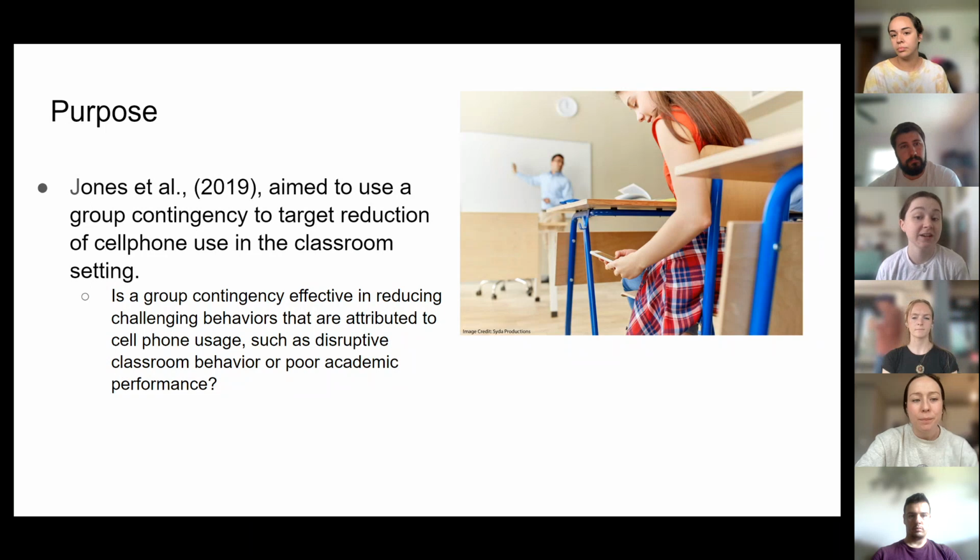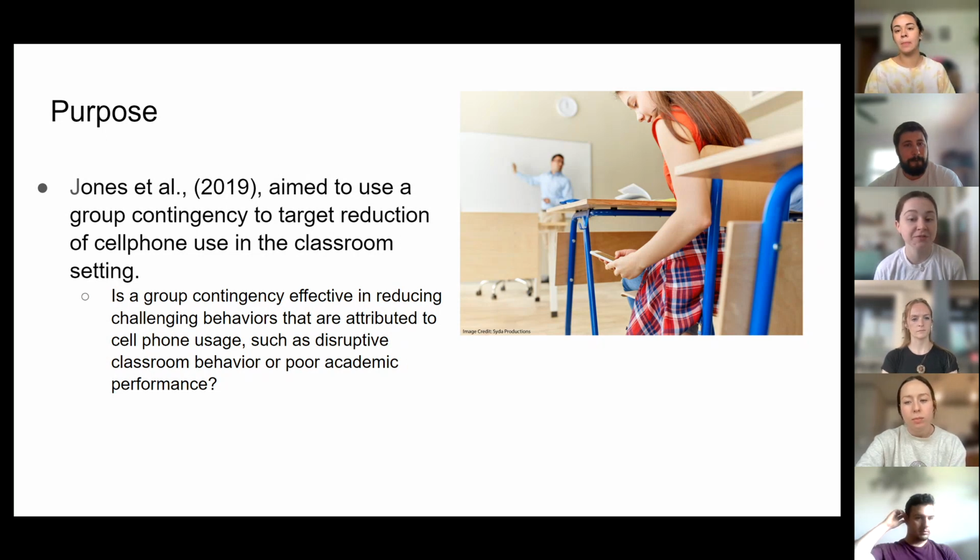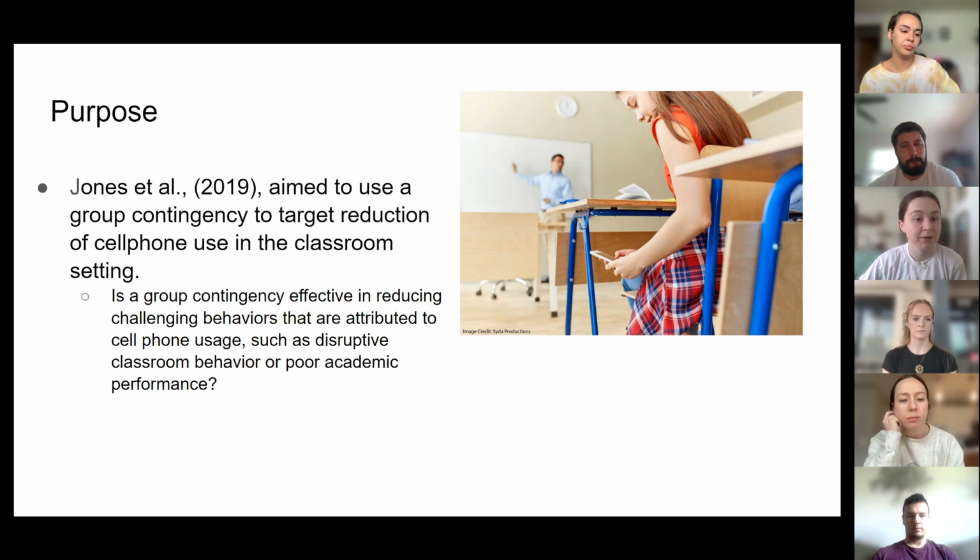In the Jones study in 2019, they aimed to reduce cell phone use in the classroom setting. The overall purpose of the study was to determine if a group contingency intervention was effective in reducing cell phone use that could also be attributed to other challenging behaviors such as disruptive classroom behavior and poor academic performance.